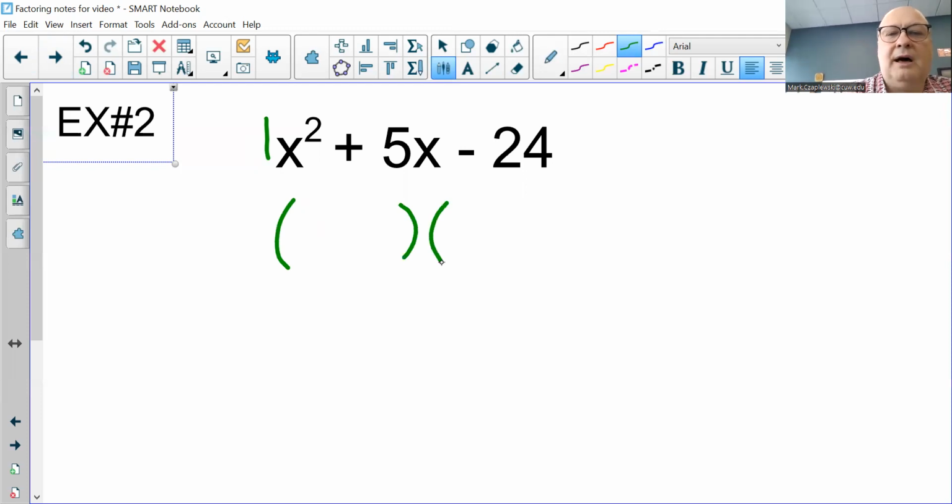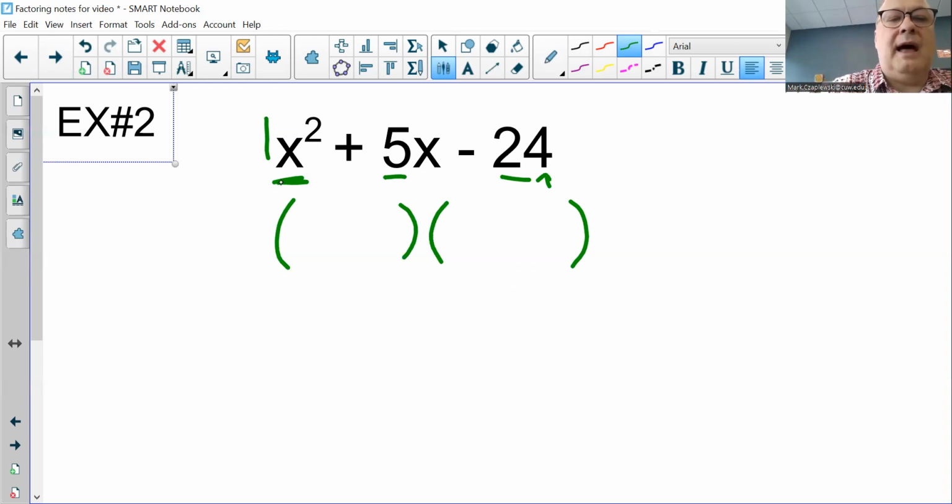So in this case, I cannot pull out a greatest common factor because there are no x's in this spot. So I can't pull out an x. And there's no greatest common factor between 1, 5, and 24, other than 1, but you never do the 1. So once again, and by the way, you could pause this right now if you think you got it and try to do it on your own.